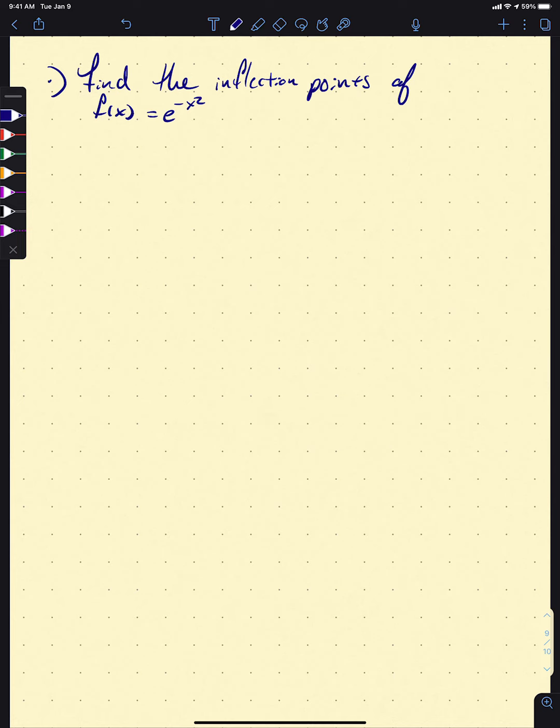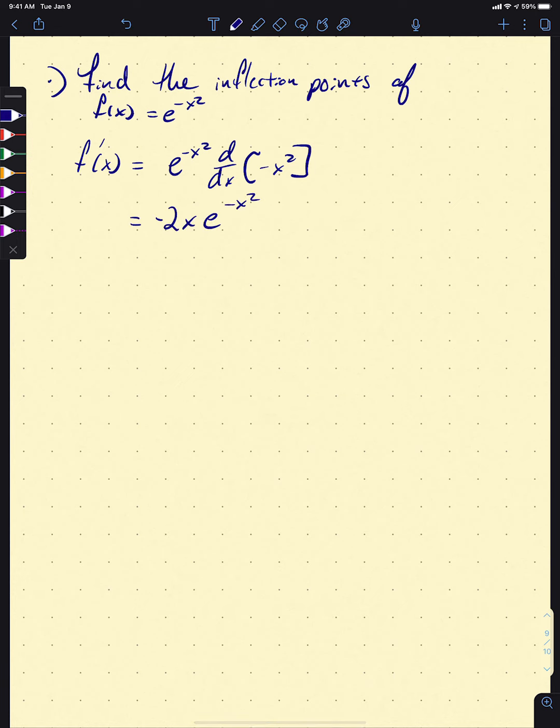But in order to find the inflection points, we need to take the second derivative. But in order to take the second derivative, well, we need to take the first derivative, right? So here's our first derivative. We're going to have e to the minus x squared times d dx of minus x squared, which looks like it's going to be minus 2x e to the minus x squared. For our second derivative, now we're going to have to use the product rule.